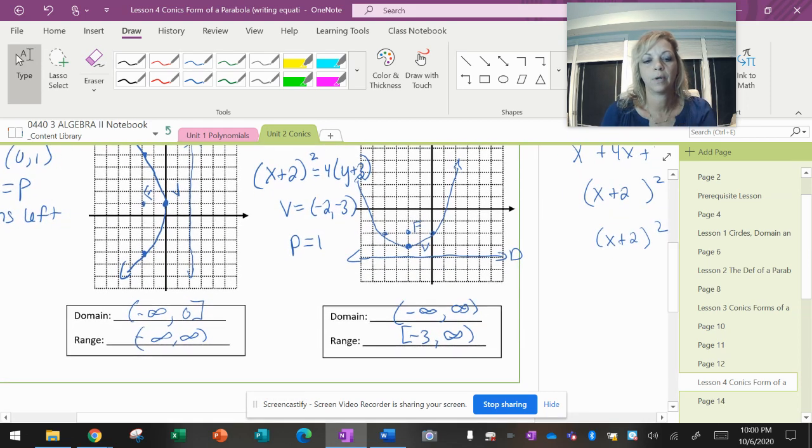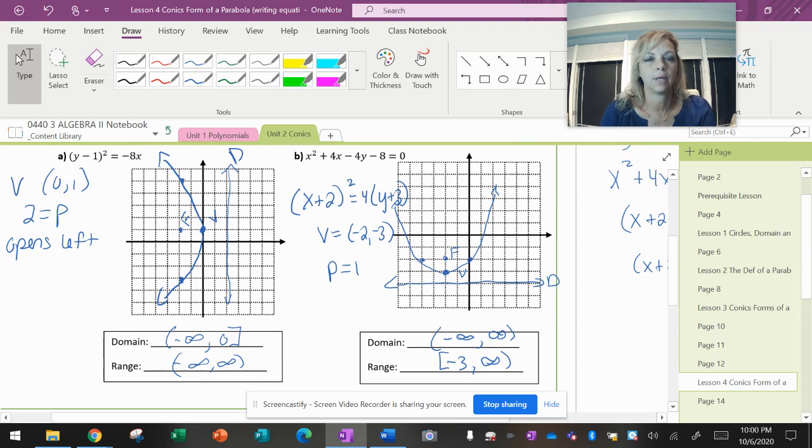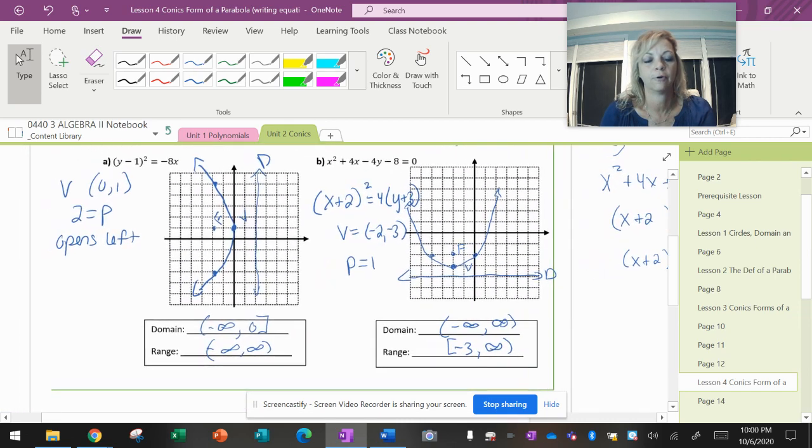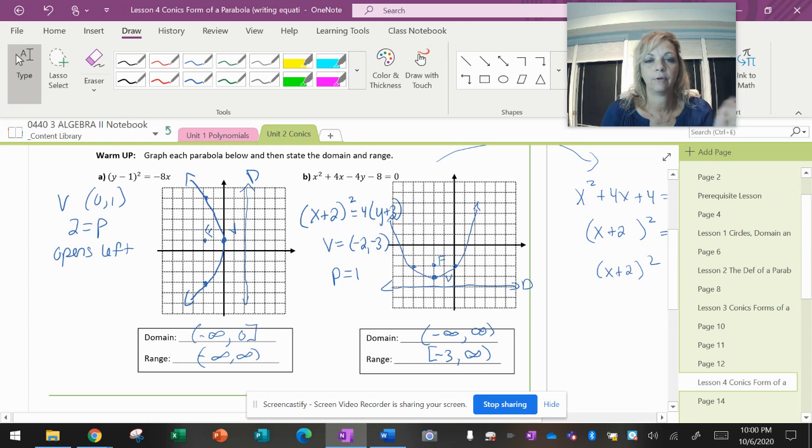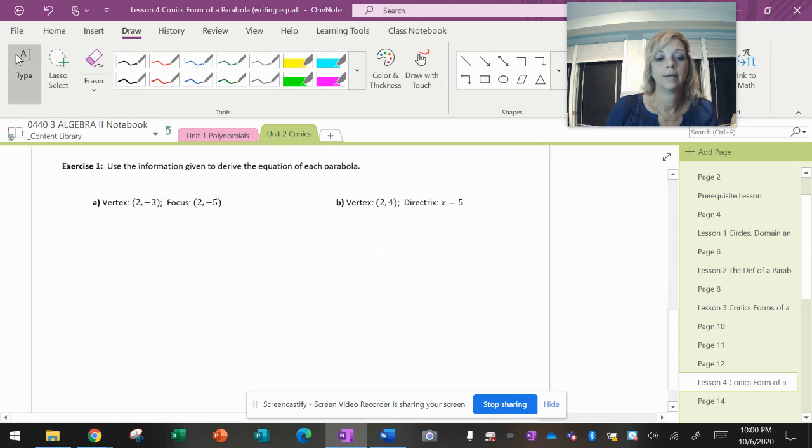You got the domain and the range. And I don't want to ignore A just because it's already in that format, but that was opening left, and it was opening left because it was a -8, right? The p-value is 2. Remember I said the p-value is always the absolute value, just the measurement, so 2. And then you could do the focus and the directrix from there. All right, so now we get to the good stuff.